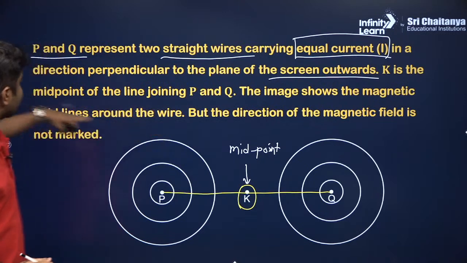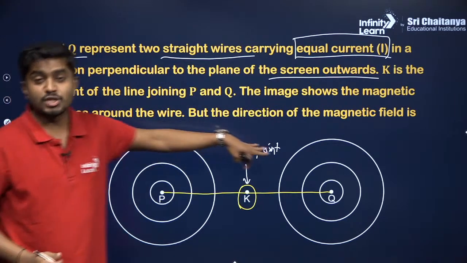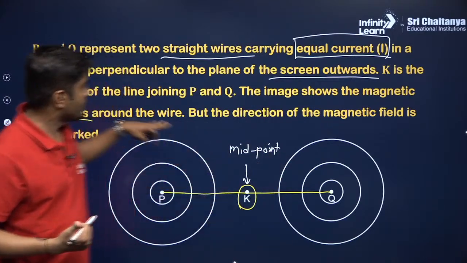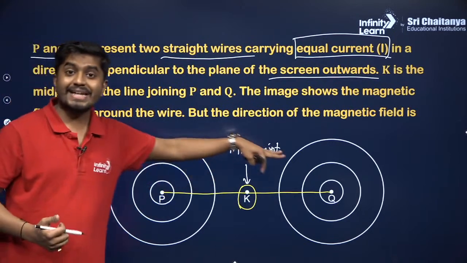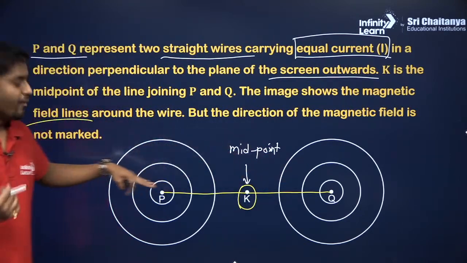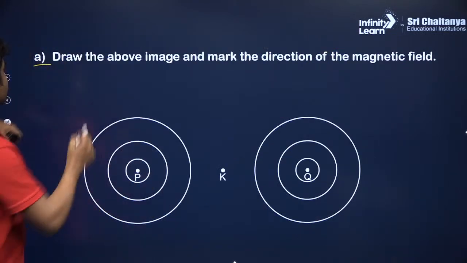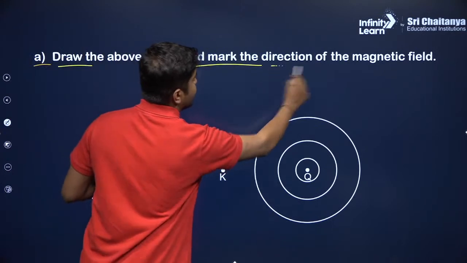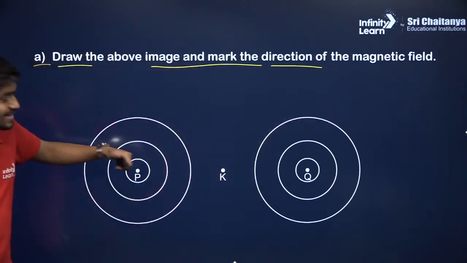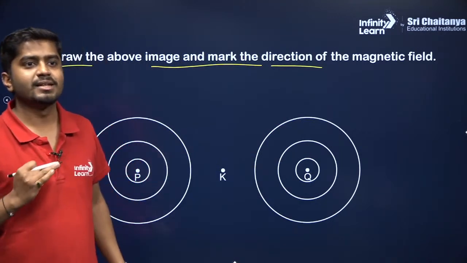Okay. So now, the image shows the magnetic field lines. But the direction is not marked. So how will you mark it? Let's mark it first. So that is going to be the first question. Draw and mark the direction of magnetic field. So current is coming out from both of these. So how will you find the direction?